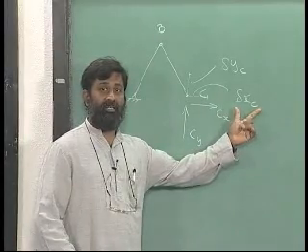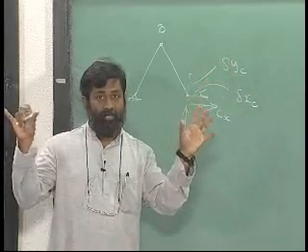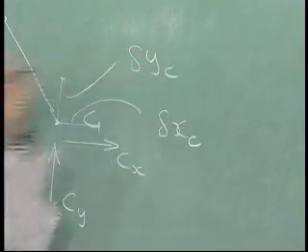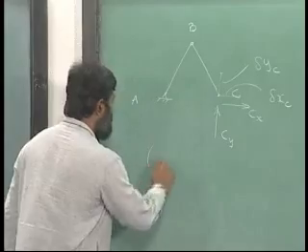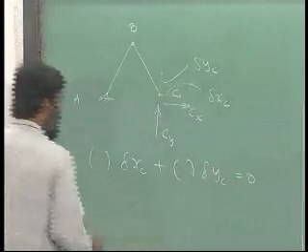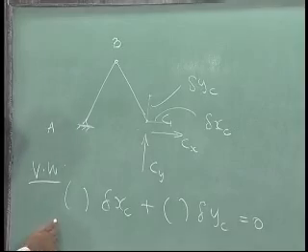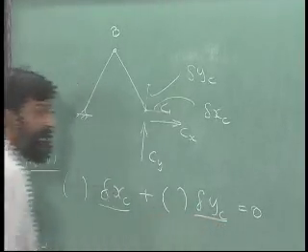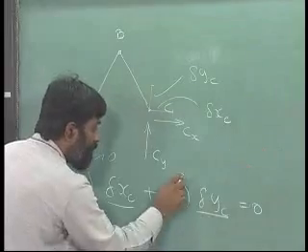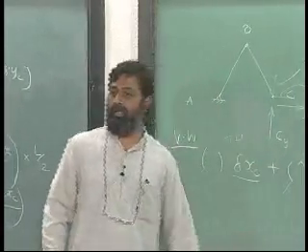you group the terms related to delta xc and terms related to delta yc, you have two terms that can individually go to 0, because this is independently specified and this is independently specified. So, if I have something times delta xc plus something times delta yc equal to 0 as a result of virtual work principle, this means since this is arbitrary and this is arbitrary independently, each of these terms have to go to 0, which means I will get two equations of equilibrium from which I can solve the entire problem.